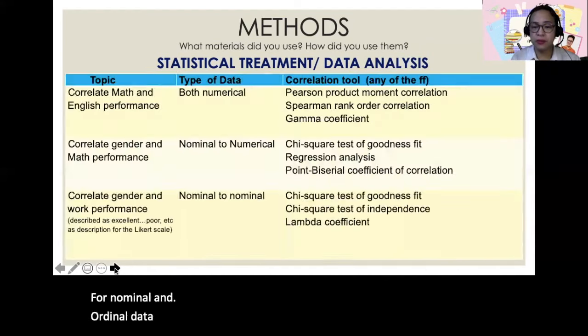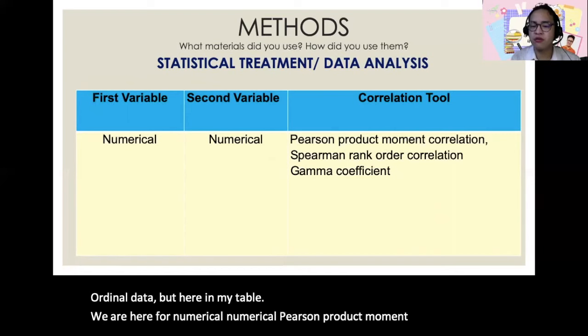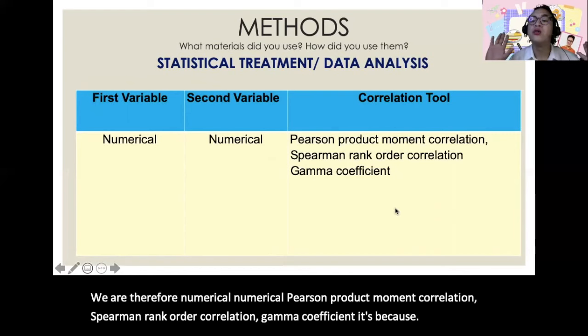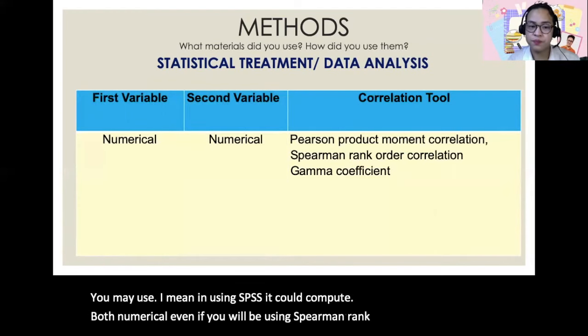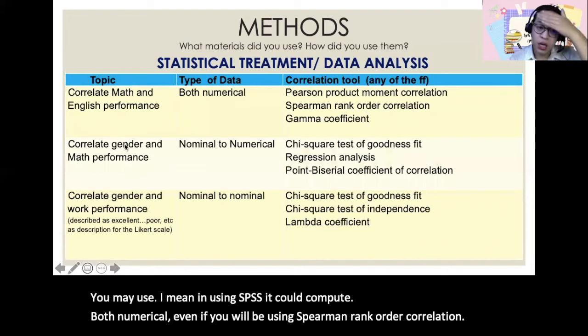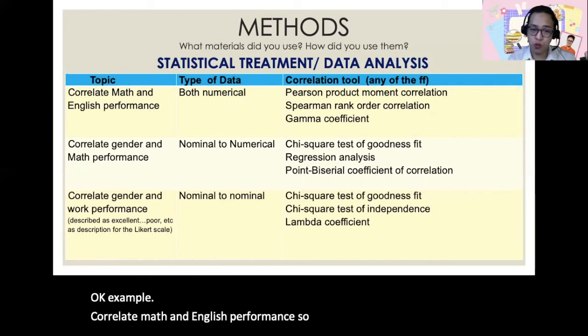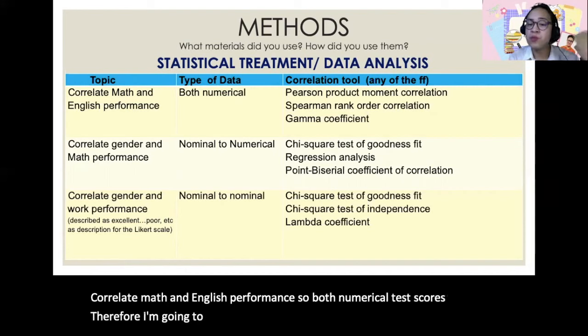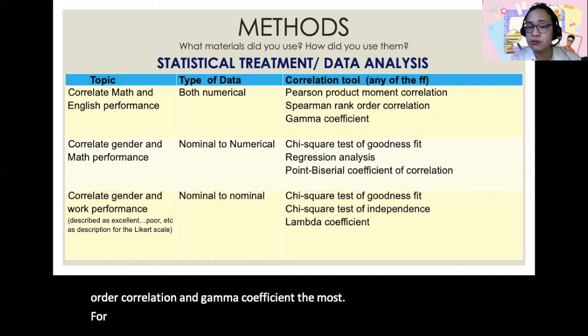But here in my table, we have here for numerical, Pearson product moment correlation, Spearman rank order correlation, gamma coefficient. It's because in using SPSS, it could compute both numerical even if you will be using Spearman rank order correlation. Example, correlate math and English performance. So both numerical test scores. Therefore, I'm going to use Pearson product moment correlation, Spearman rank order correlation, and gamma coefficient. The best for me to use is Pearson product moment correlation.